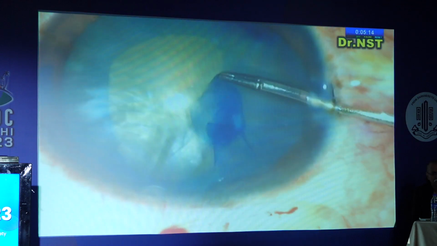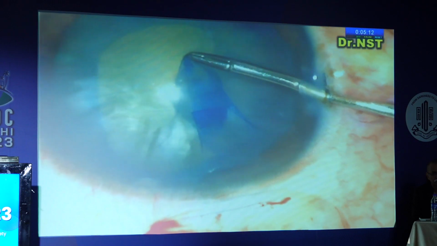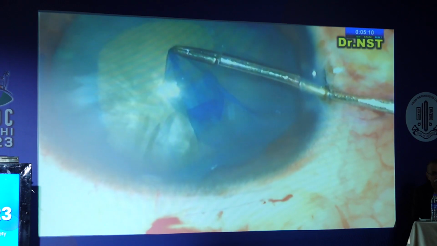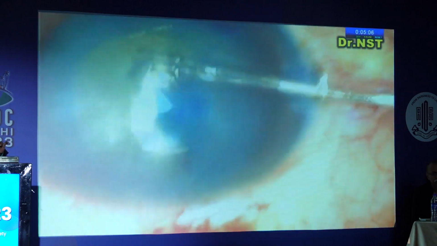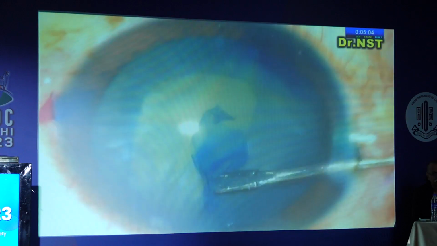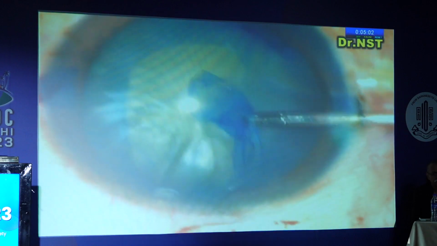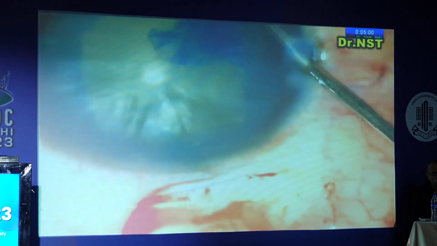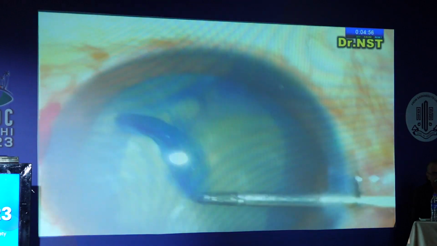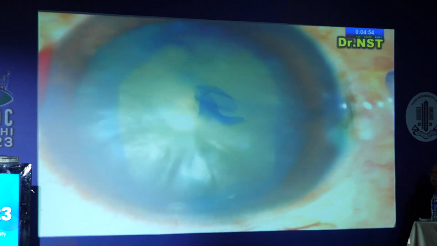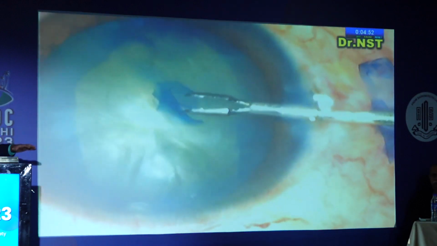And there is a stretching. You can see the two folds, suddenly this thing can happen. So there is a stretch on the zonules. We can manage, we can complete the capsular access. But the most important thing is that we have weakened that zonules. So all the pressure during the next steps, we have to avoid in that area.